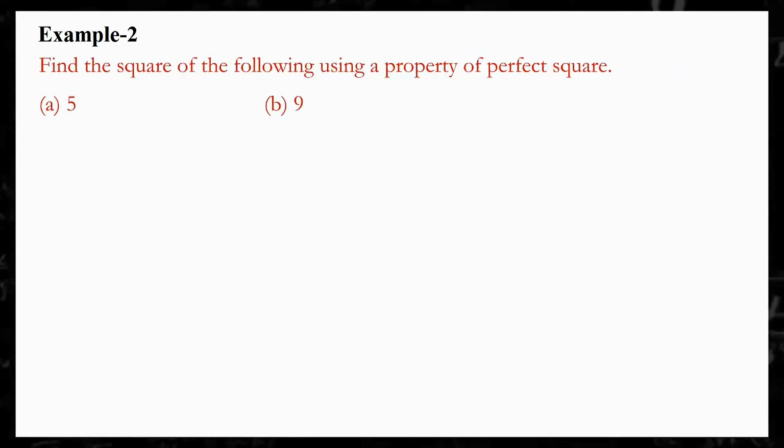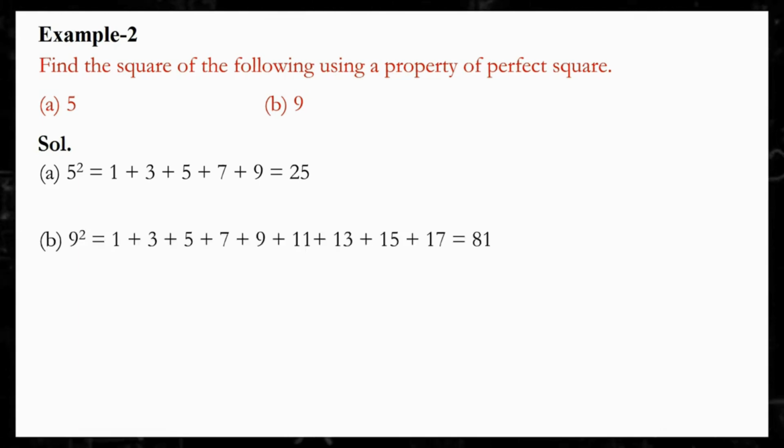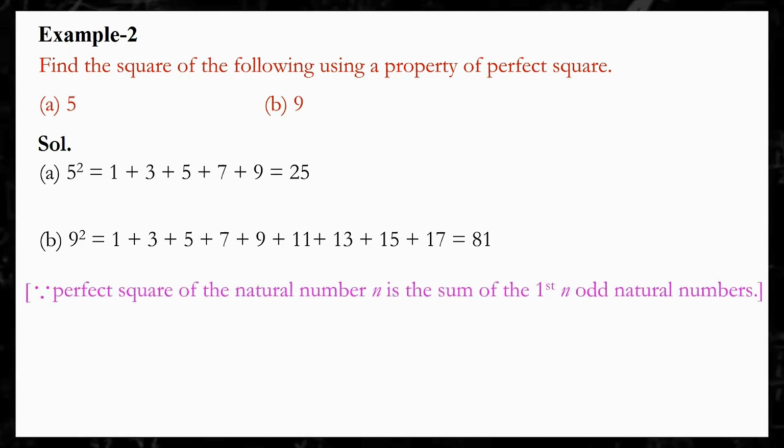Example 2. Find the square of the following using a property of perfect square. A. 5, B. 9. Solution. A. 5 square is equal to 1 plus 3 plus 5 plus 7 plus 9, which is equal to 25. B. 9 square is equal to 1 plus 3 plus 5 plus 7 plus 9 plus 11 plus 13 plus 15 plus 17, which is equal to 81. Because the perfect square of the natural number n is the sum of the first n odd natural numbers.